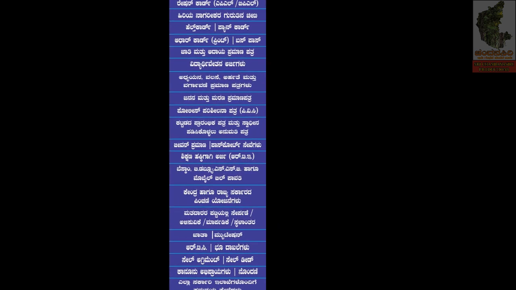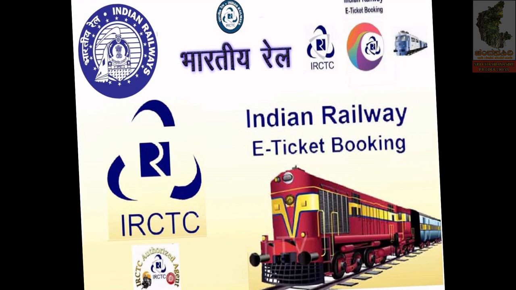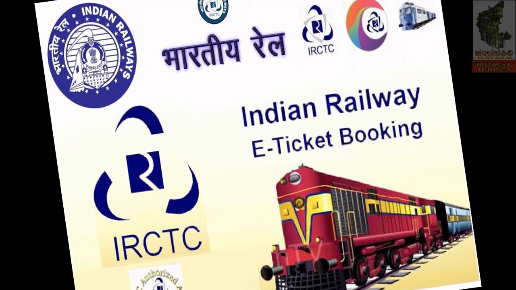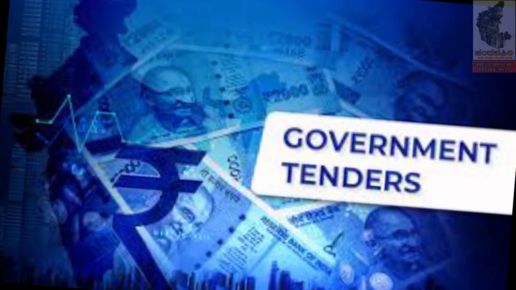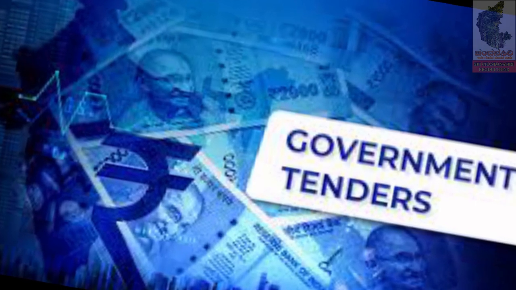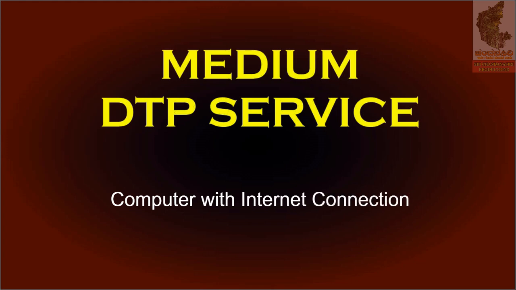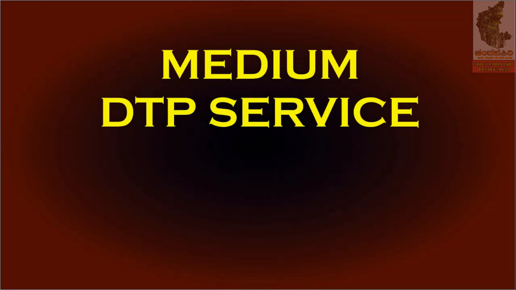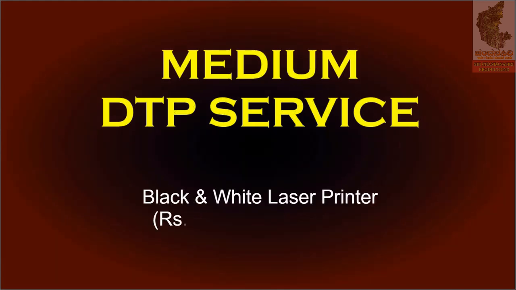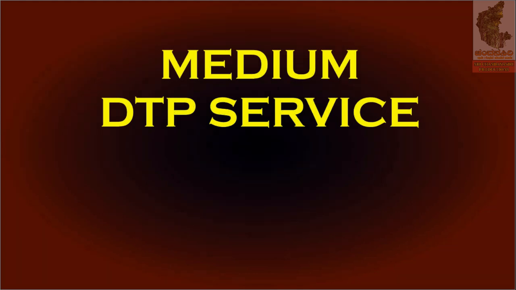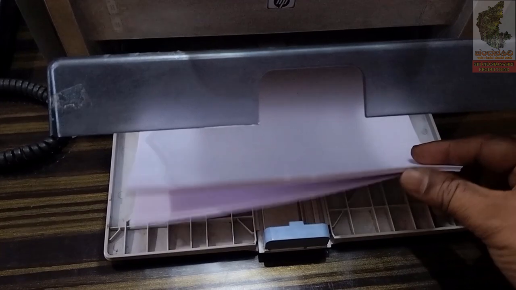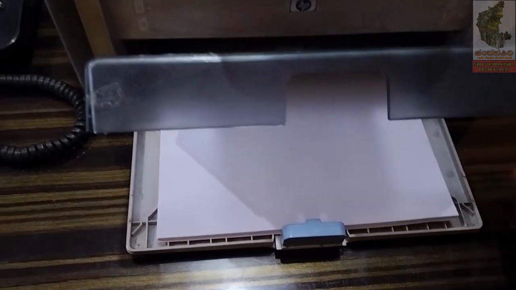There are many more such aided internet services: train ticket booking, government tenders, PAN card, passport. Like this, several types of online services can be provided. In this way, a computer with an internet connection can provide various business opportunities. Along with this, you will need one good black and white laser printer. This will cost between 10,000 to 25,000 rupees. Because after providing this DTP service and online service, finally you will have to give printout acknowledgement to customers.